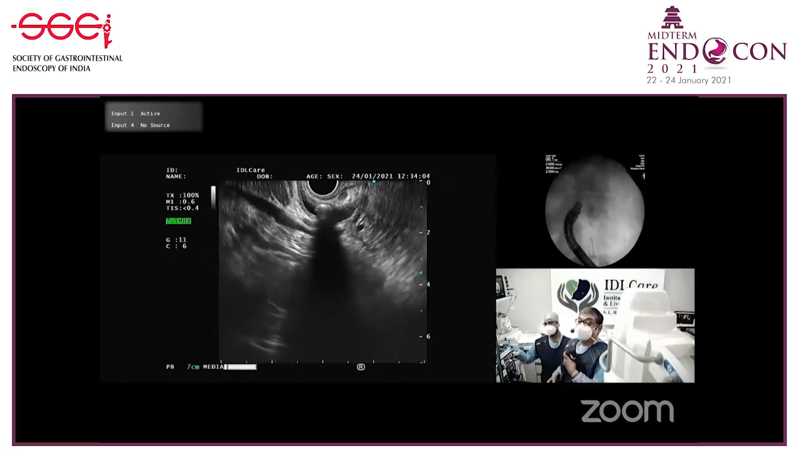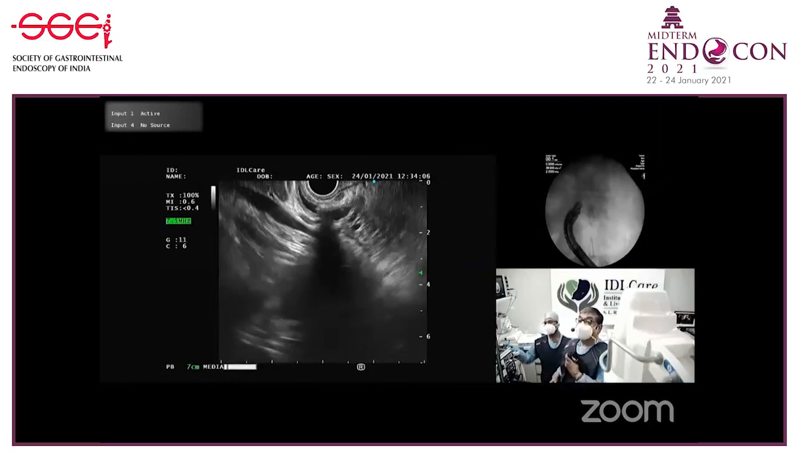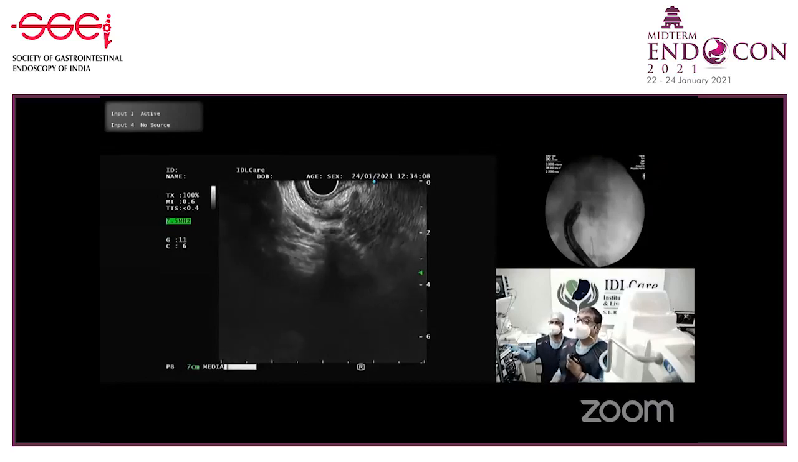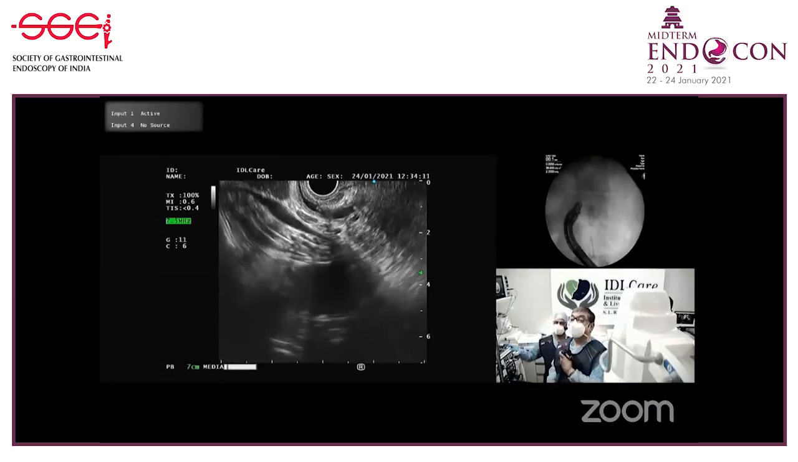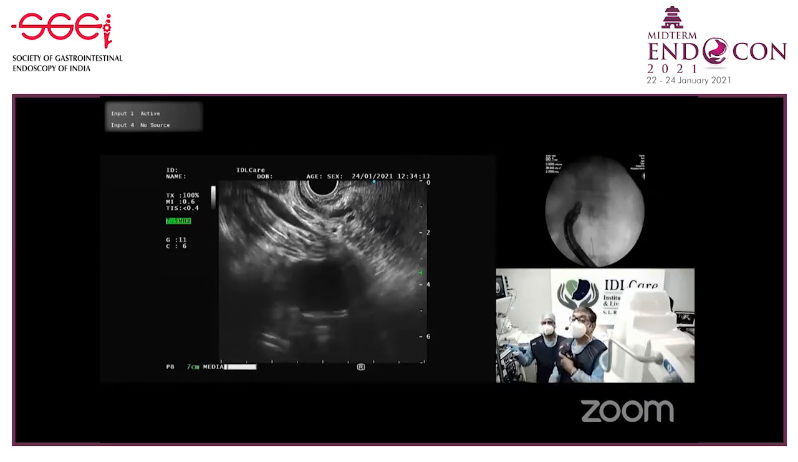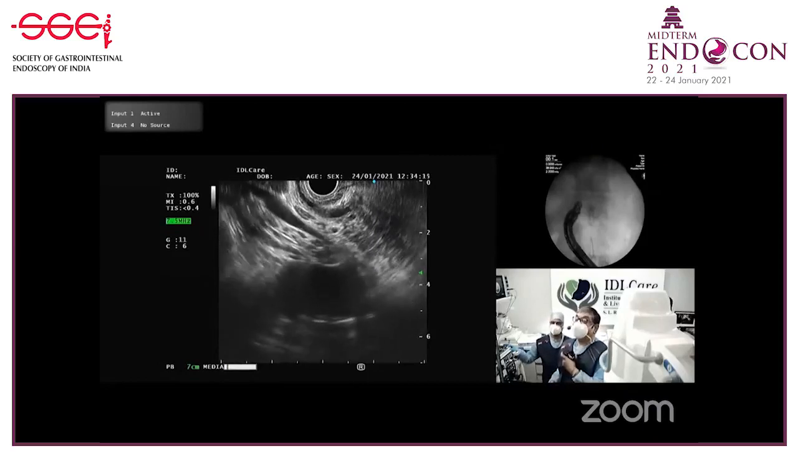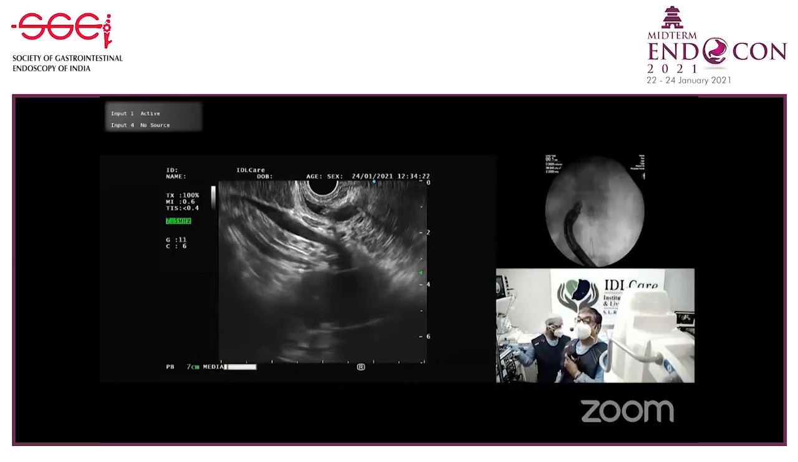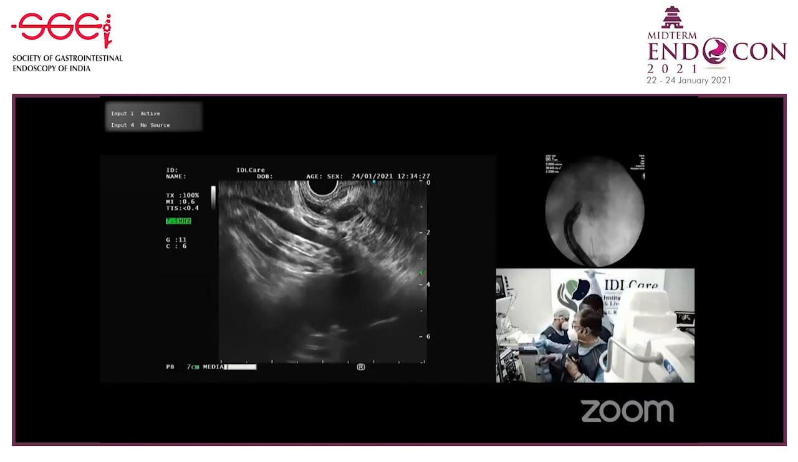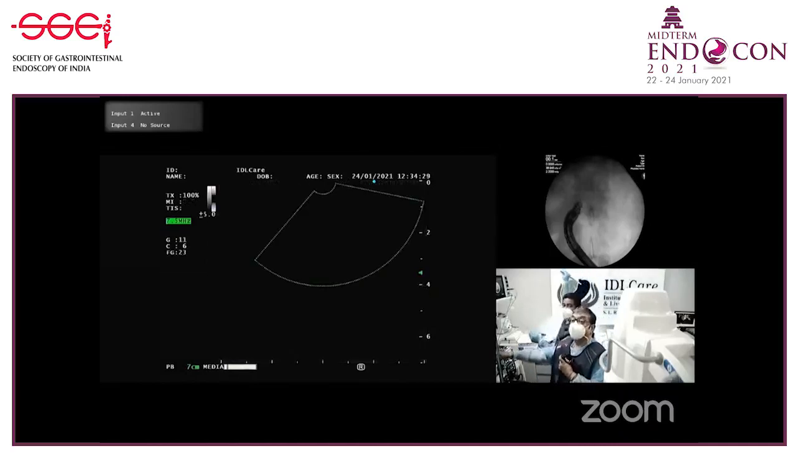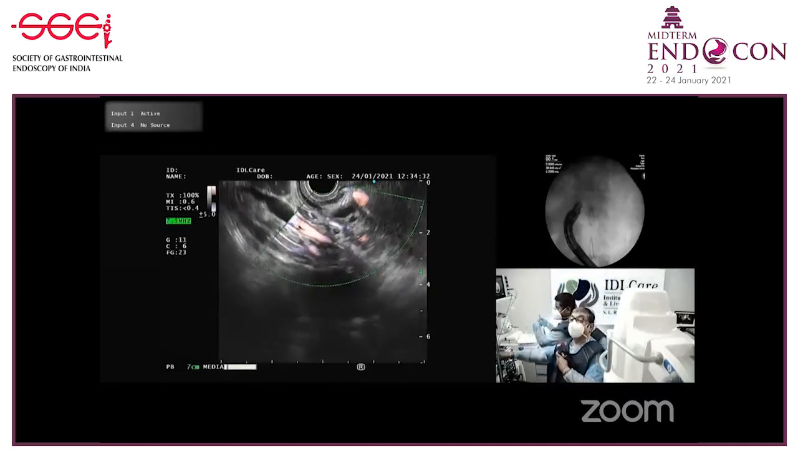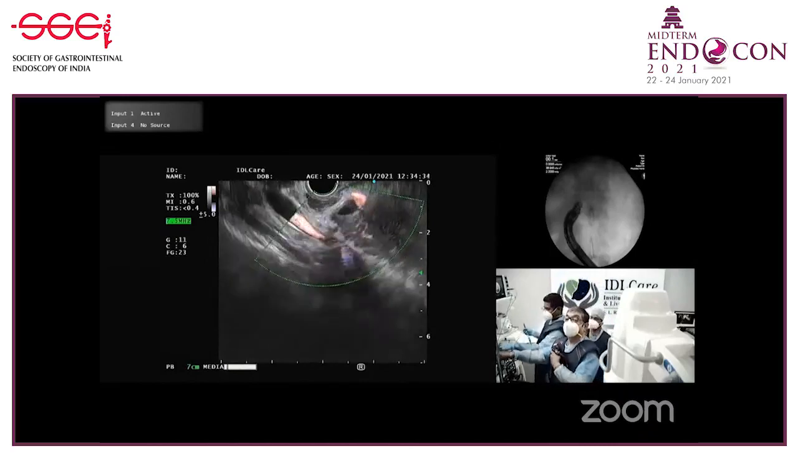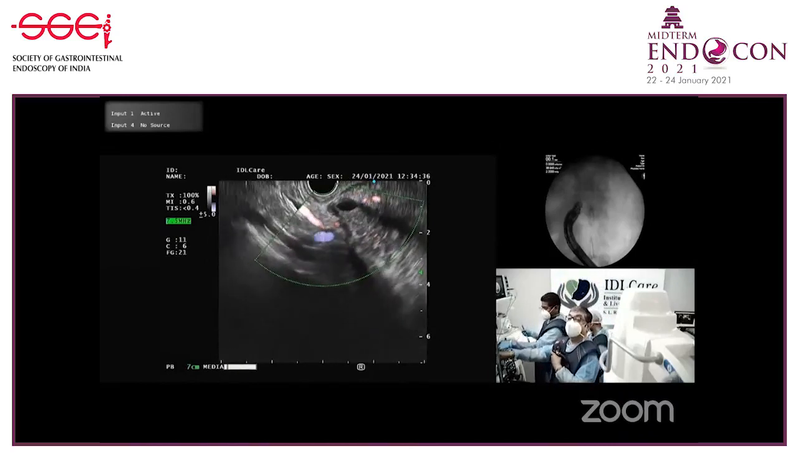So what you need to do for rendezvous is your needle should come out really towards the papilla. Because if I puncture and it goes towards the hilum, then passing the wire down towards the papilla becomes very difficult. 19 gauge needle. Now we'll do a Doppler again. Oh, there are too many blood vessels. This is better. Fluoro.